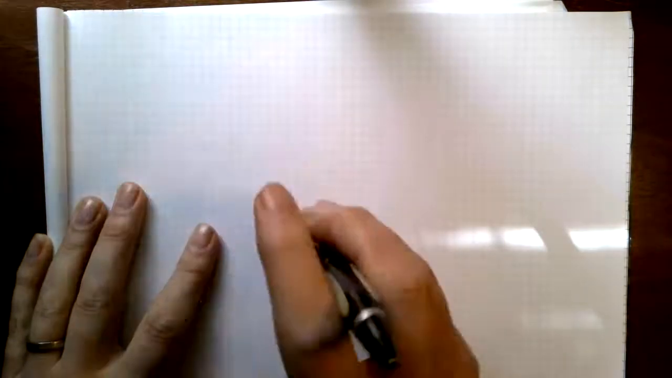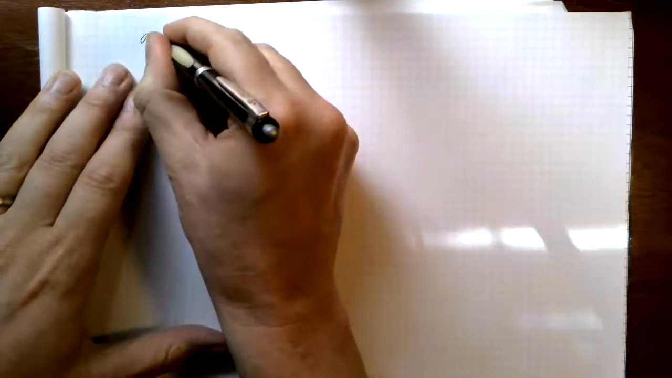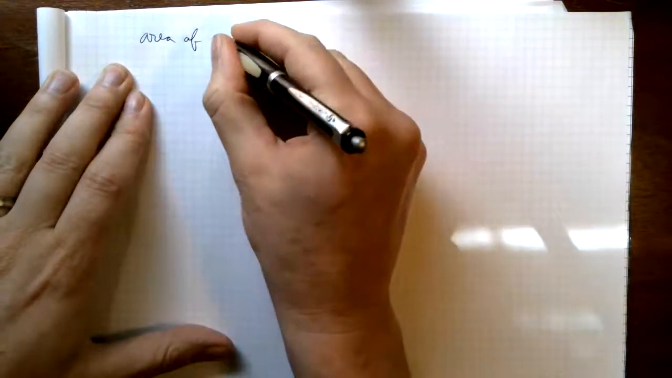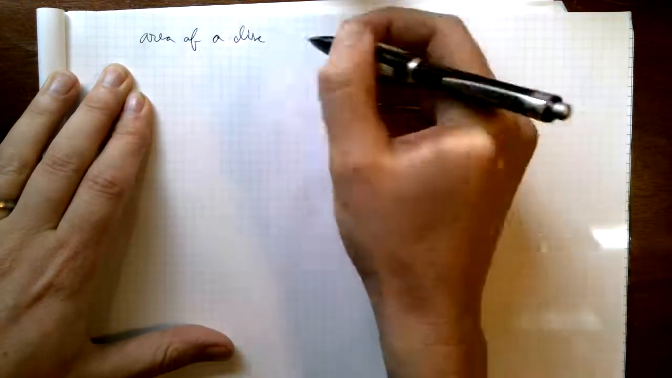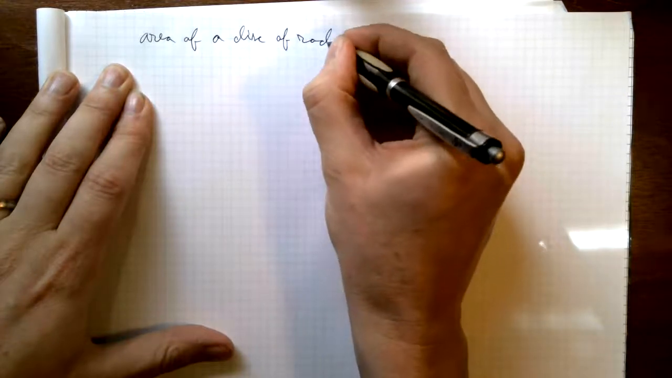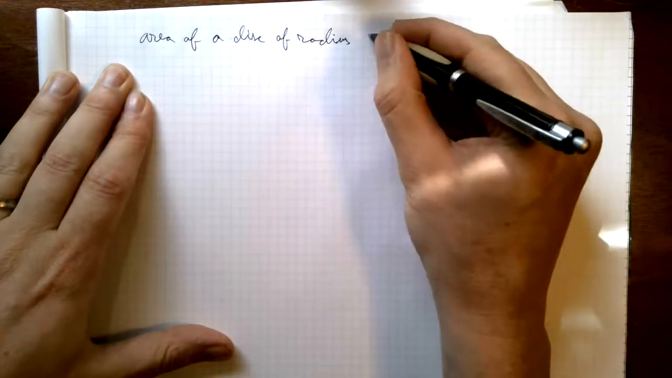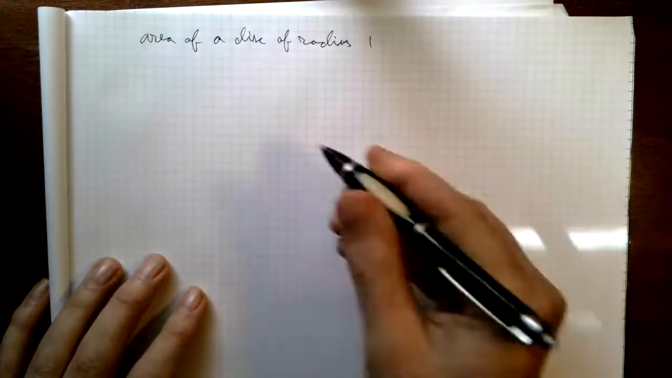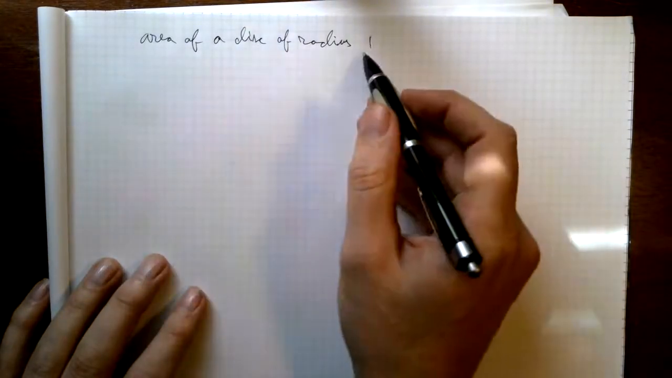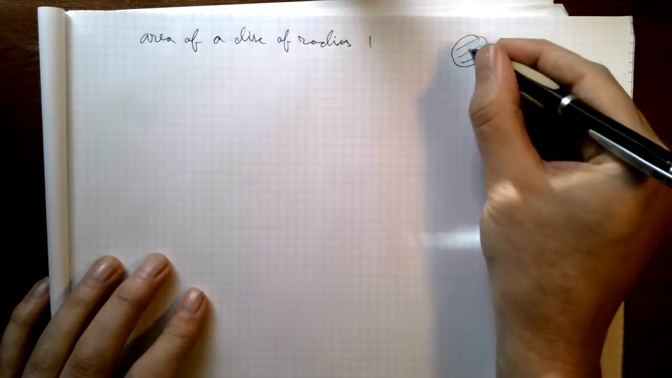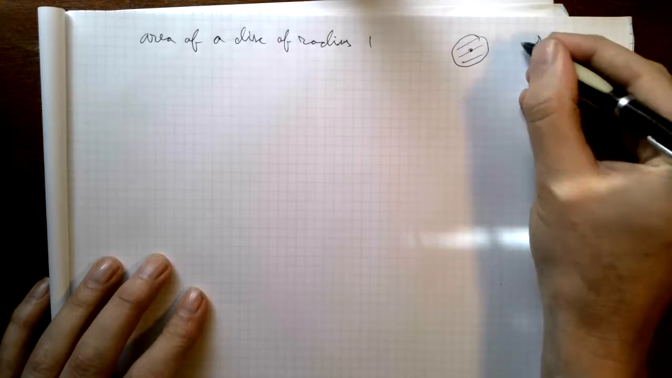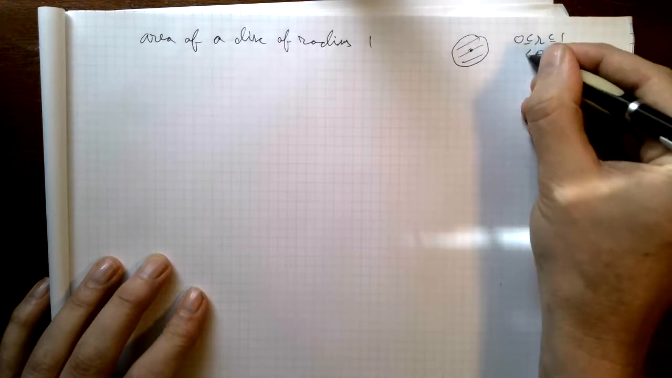Let's compute the area of a disk or a circle of radius, let's do radius 1 for simplicity, right? Well, we said this is a polar rectangle, where r is between 0 and 1, and theta is between, let's say, 0 and 2 pi, right?